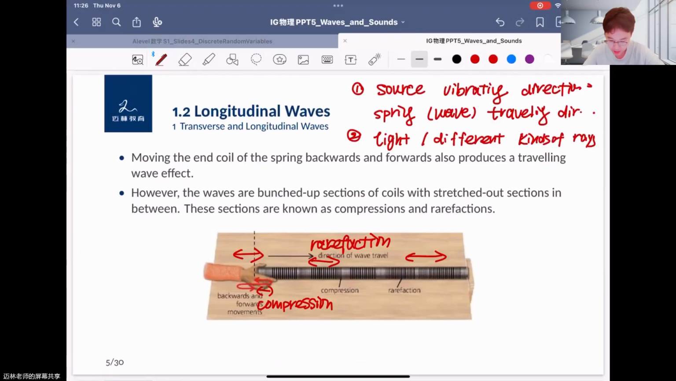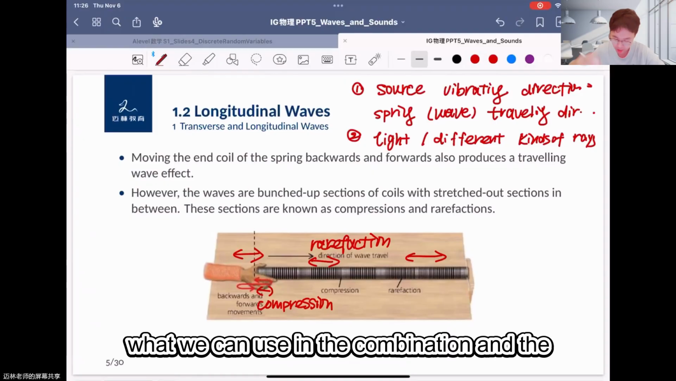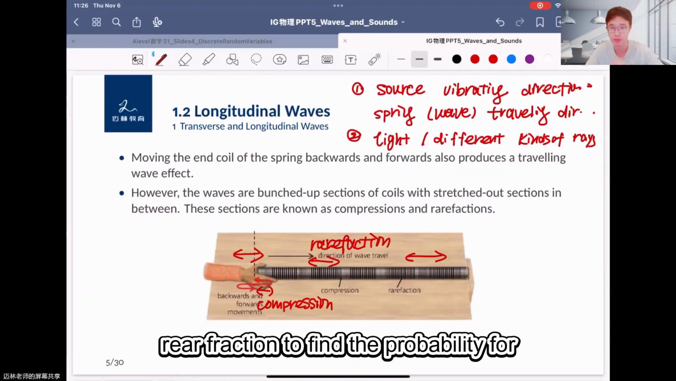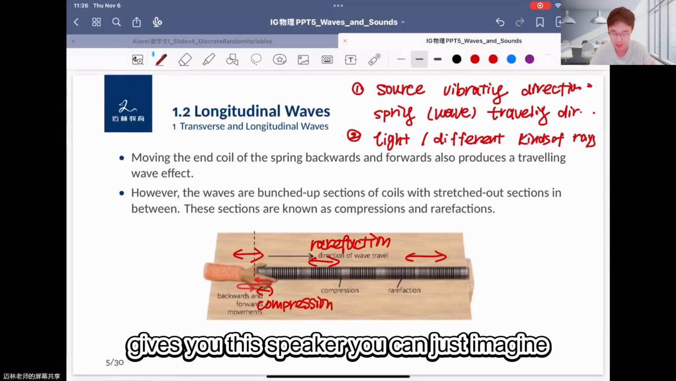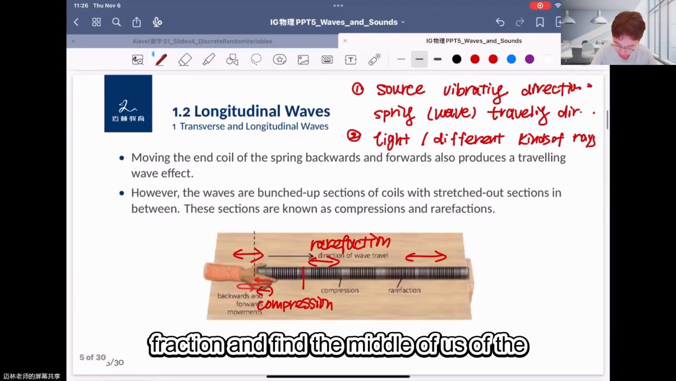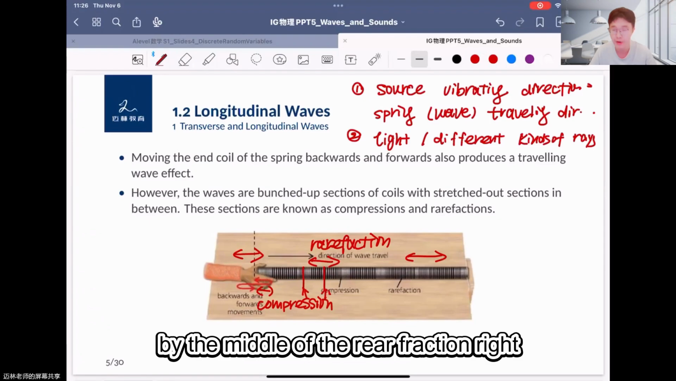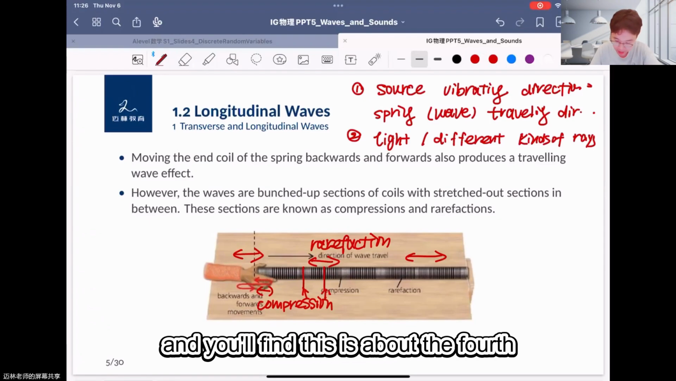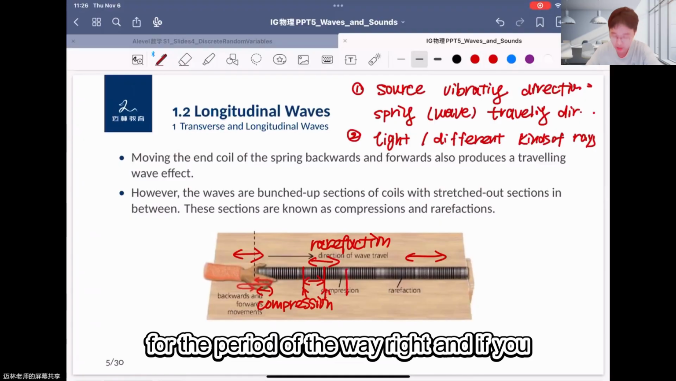Okay, so maybe you have a question. How can we use the compression and the rarefaction to find the properties of the waves? If you have a problem and it gives you this figure, you can just imagine here. You can find the middle of the rarefaction, the middle of the compression, and the middle of the rarefaction, right? And you can find this is about half the wave, or the period of the wave, right?